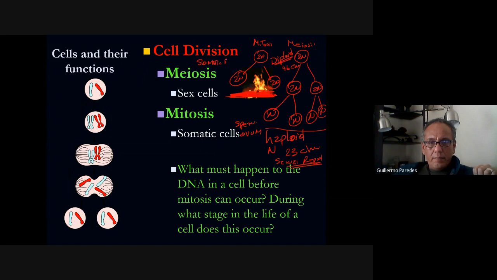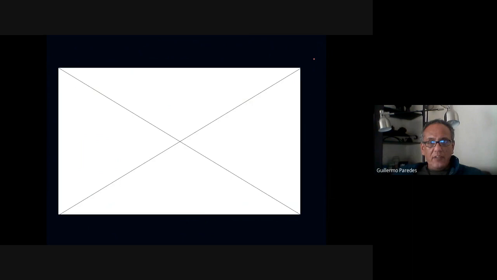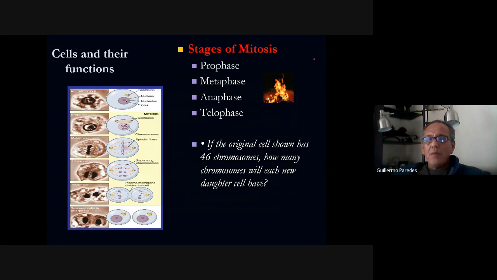Okay, so let's keep moving. The components of mitosis, just to mention: prophase, metaphase, anaphase, telophase. I'm not going to ask you what happened in each phase, just remember the stages. Prophase is when the nuclear membrane disappears and the DNA double helix produces the chromosomes. That is the cell division.